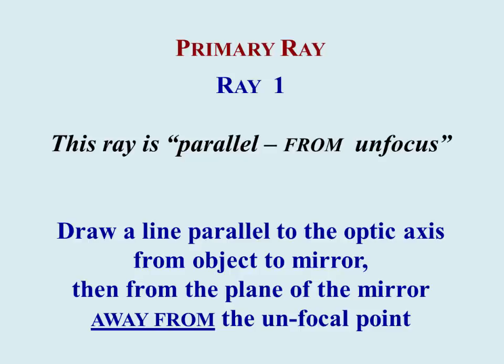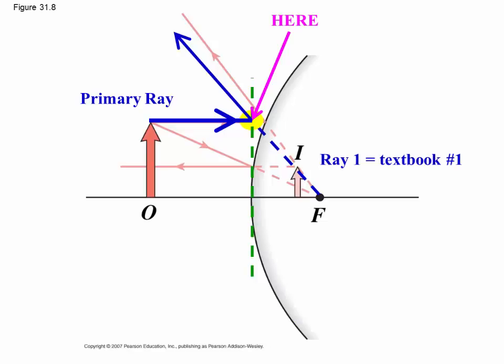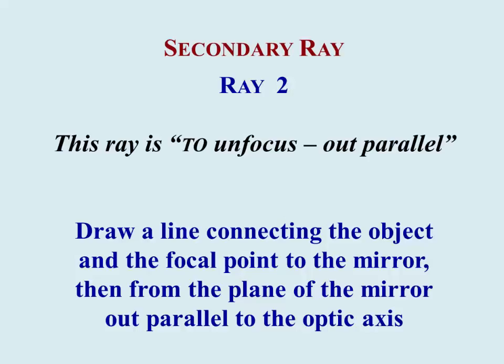Ray 1, the primary ray, is parallel from the unfocus. Instead of parallel to the focus, it goes parallel from the unfocal point. So you start the same, but after it hits the mirror, it bounces away from the unfocal point, which is now on the negative or virtual side of the mirror. So as you can see here, it goes not to the mirror, but to that same tangent plane that correctly takes care of the geometrical argument to locate the image. This is ray 1, same as textbook ray number 1.